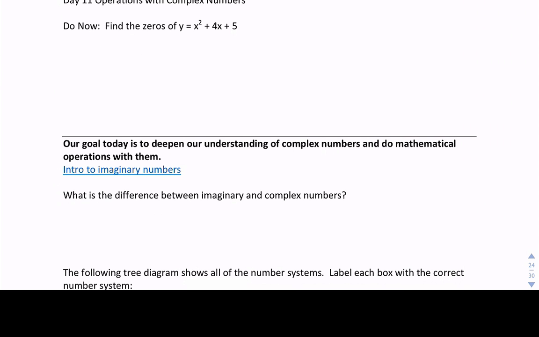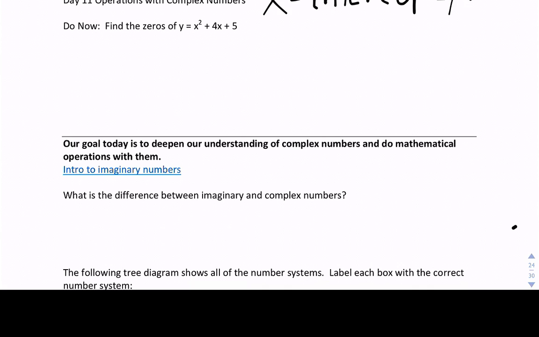So yesterday we looked at the concept of an imaginary number. Today we're going to look at doing operations with complex numbers. Let's start with the warm-up. Find the zeros of y equals x squared plus 4x plus 5. Remember other terms or words for zeros. You're looking for the x-intercepts. They're also called the roots, and again the zeros.